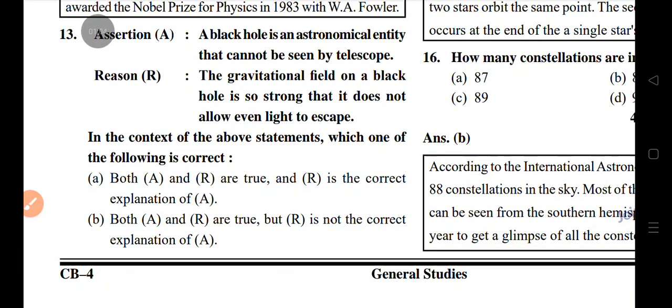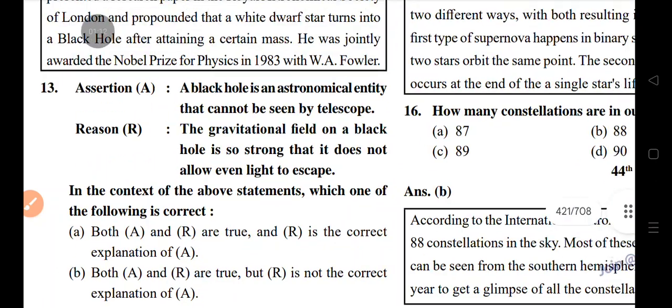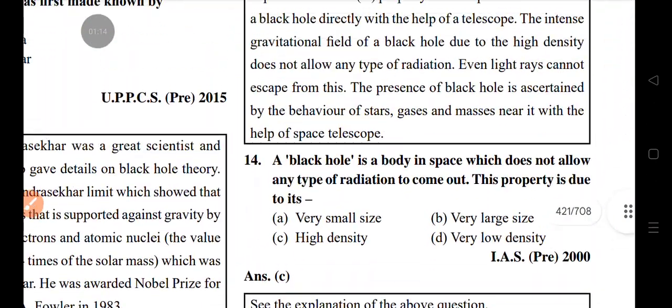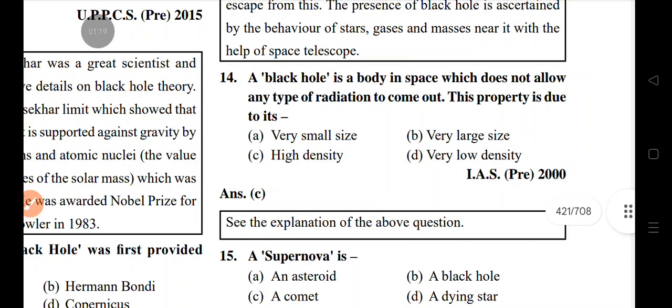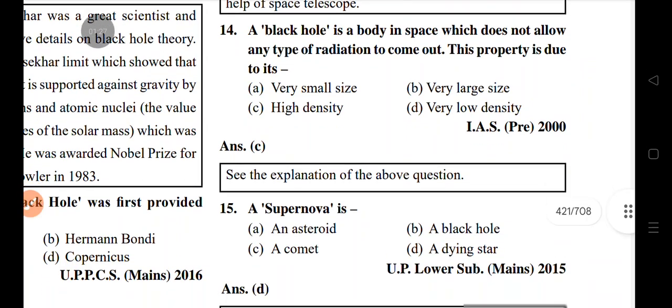A black hole is an astronomical entity that cannot be seen by a telescope. The gravitational field of a black hole is so strong that it does not allow even light to escape. A black hole is a body in space which does not allow any type of radiation to come out. This property is due to its high density.